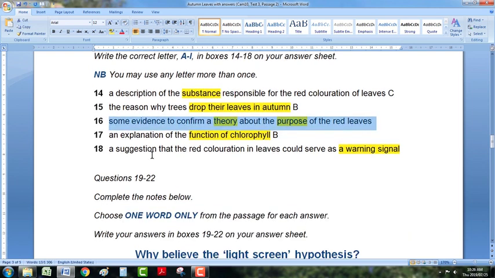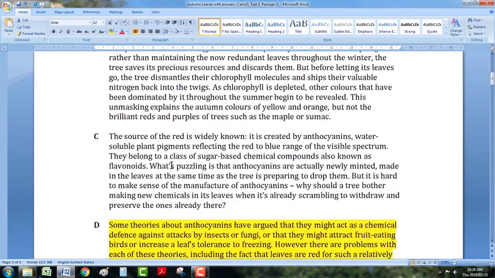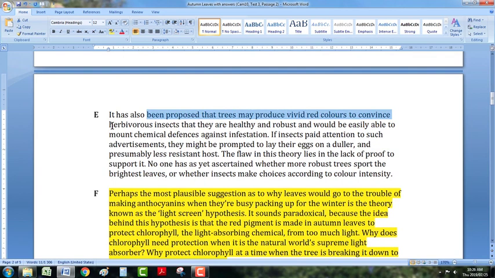A theory about the purpose of the leaves, a warning signal. Evidence. Trees may produce colors to convince insects that they are healthy and would be easily able to mount chemical defenses. So this is pretty difficult. This is actually the warning signal. The trees produce the colors to convince insects that the trees are healthy and would be able to defend with chemicals against infestation by the insects. So the trees produce the red colors to warn the insects not to infest them.